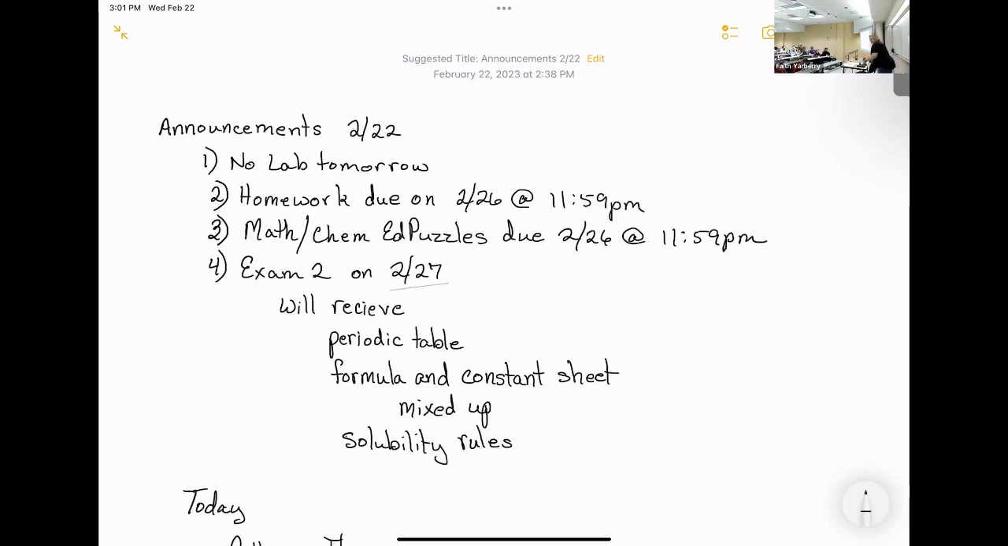Okay, we'll go ahead and get started then. Don't forget our reminder: tomorrow, that's why there were no puzzles for tonight. Number 2, you do have a homework due on Sunday at 11:59 p.m. I apologize for the delay in getting it posted. I did post it this morning.